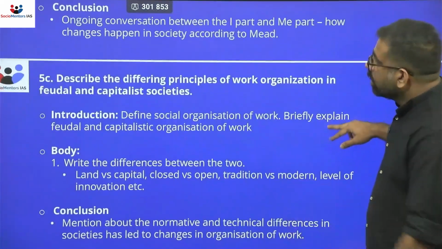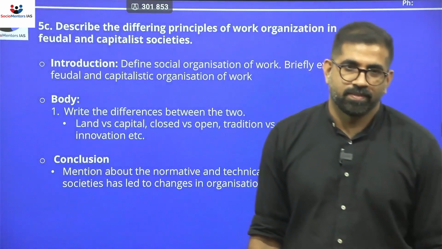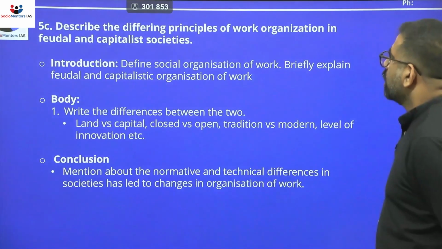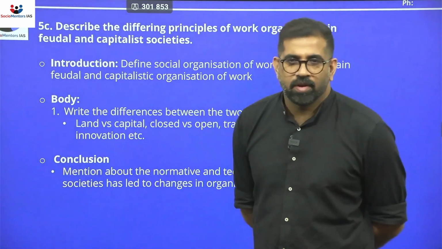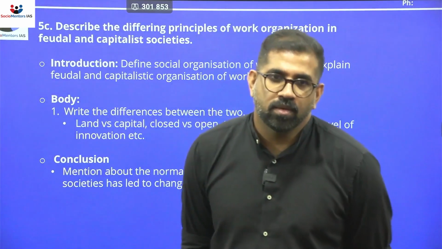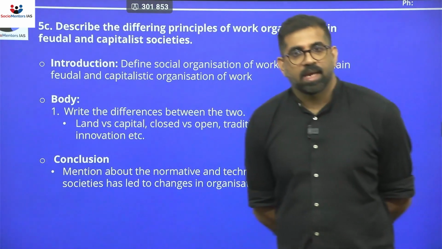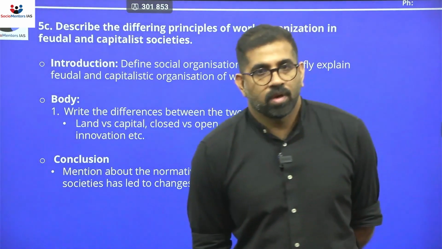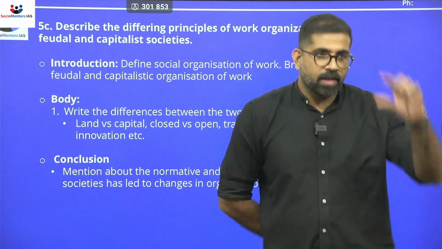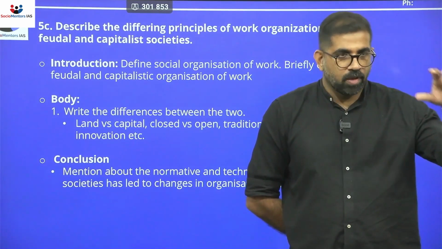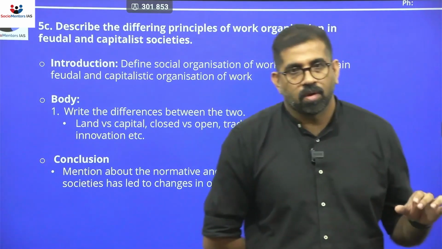Then, describe the differing principles of work organization in feudal and capitalist societies. What are the differing principles of work? Very simple, right? When you are introducing the answer, you have to mention the definition of social organization of work. Then you can briefly write about the feudal social organization of work as well as the capitalist social organization of work. So the first paragraph will be the definition of what is social organization of work. The second paragraph will be feudal social organization, and the third paragraph will be capitalist social organization of work.